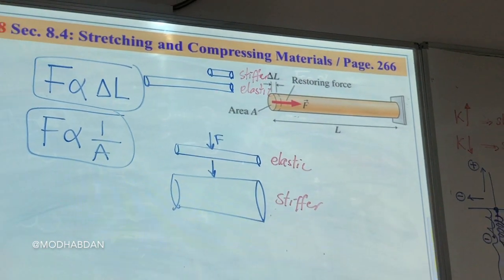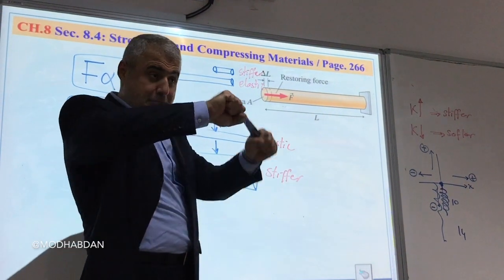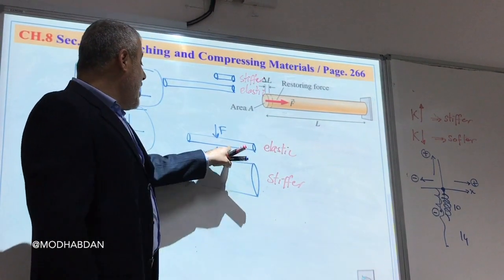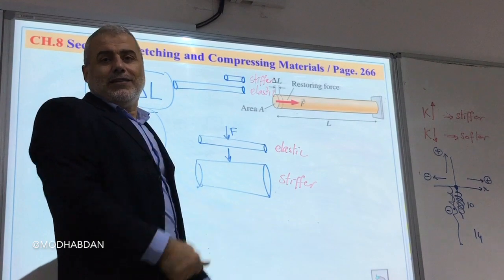Is that okay for you? Yes. Why do we say this is stiffer? Because it's hard to bend. The short one is very hard to bend. Now why is this one stiffer? Because the thick one is also hard to bend.